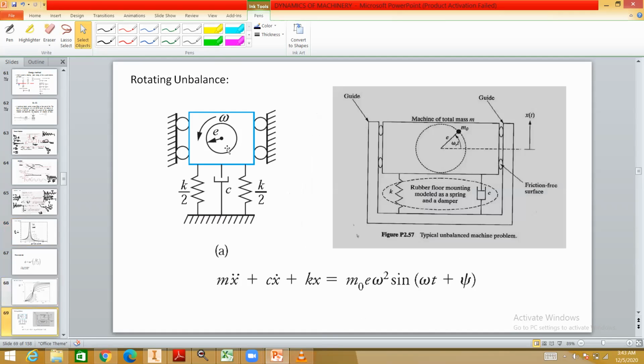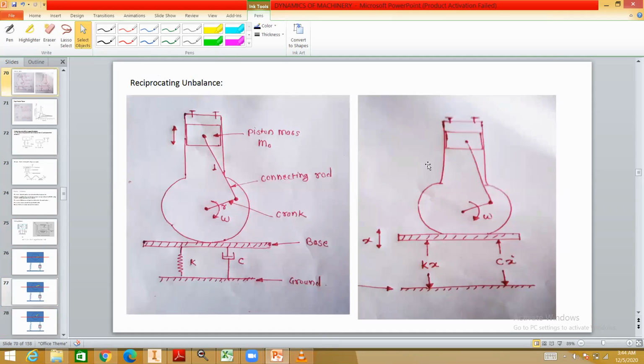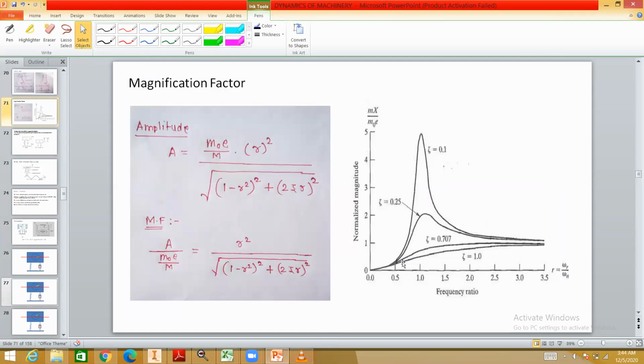This is our experiment. This is the motor and this is the mass, and there is one eccentric mass which is connected at radius e. You can see the figure here. For the oscillation of this mass, we will observe this type of graph.